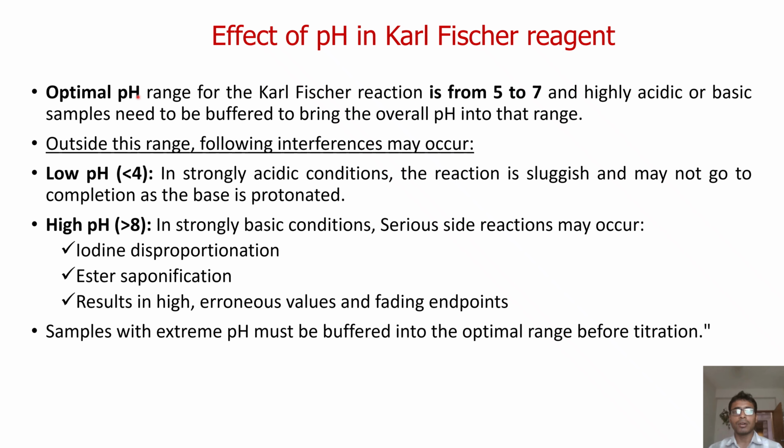First of all, we'll see the pH. The optimal pH range of the Karl Fischer reaction is from 5 to 7, and any acidic or basic sample needs to be buffered to bring the overall pH into that range. Outside this range, the following interference may occur. At low pH, which means it is strongly acidic, the reaction is sluggish and may not go to completion as the base is protonated.